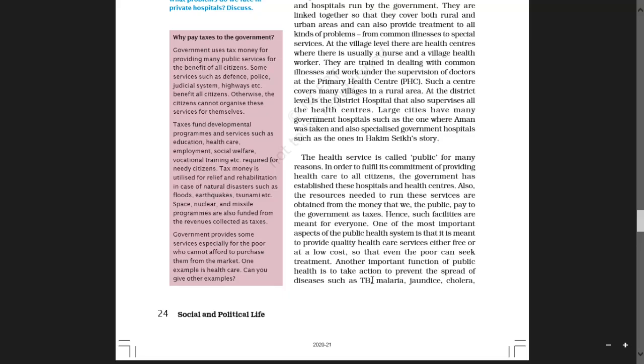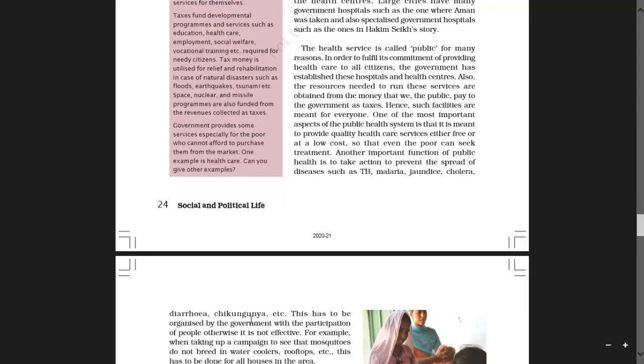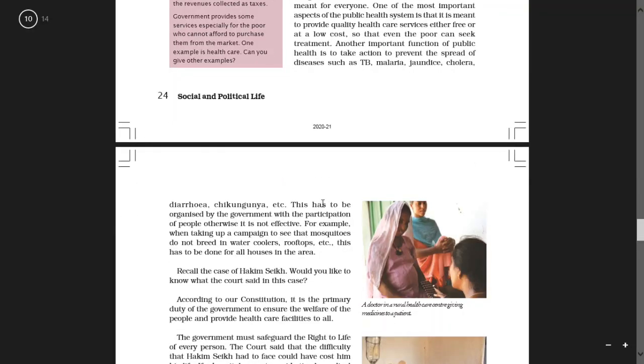Another important function of public health is to take action to prevent the spread of diseases such as TB, which means tuberculosis, malaria, jaundice, cholera, diarrhea, chikungunya, etc. Chikungunya is a viral disease, boys.